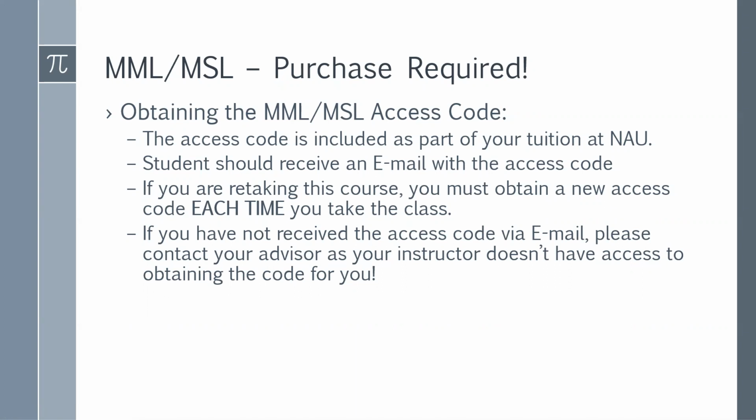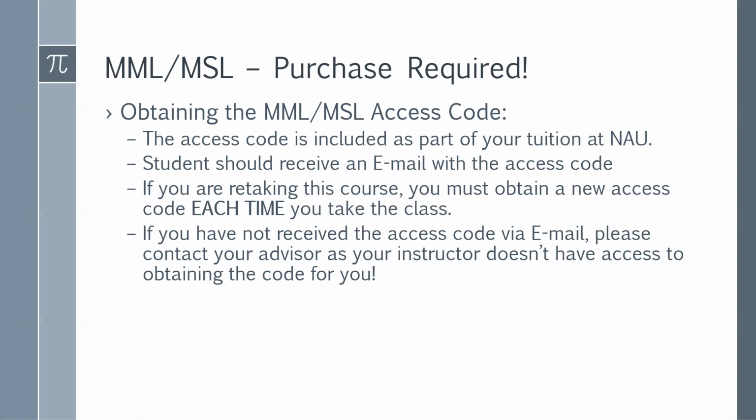Now, if you are retaking the course, either MA2000 or MA3000, you have to obtain an access code for each attempt of the class that you do. So say you drop the first time that you take quantitative reasoning and you're taking it a second time, you will need a new access code each time that you take the course, because the access code only works for 12 weeks. Typically speaking, our classes at NAU are 11 weeks in length. You have to obtain a new one each time.